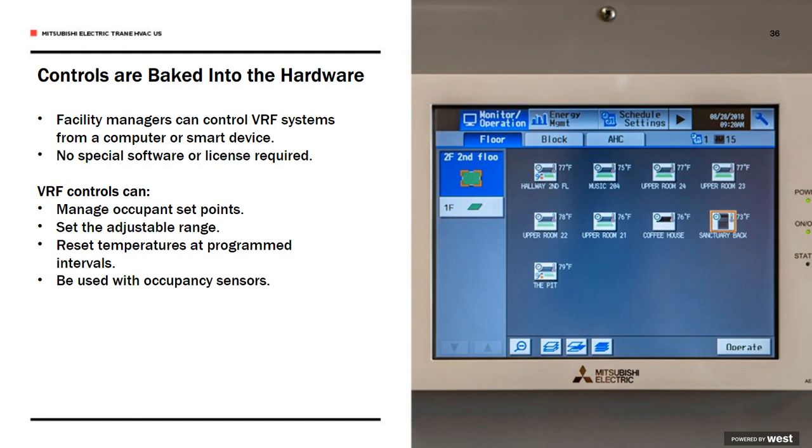There's no special software, no special licenses. If you want to be able to control this not just from this central control panel, which is about the size of an iPad hanging on the wall, you can run an Ethernet cable to this central controller and control your system from a standard browser, Internet Explorer or Chrome, and there are no licenses, no special software. You can just control it directly from a standard PC.